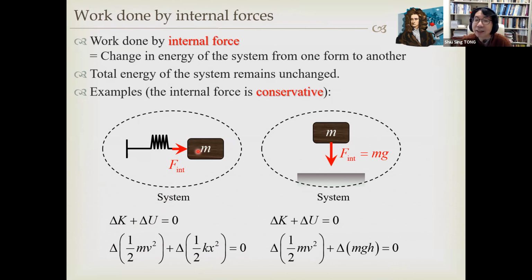Does it make sense? Now, how about this case? The internal force is the gravity force mg. The gravity force mg does work such that there is an interchange between the kinetic energy and the gravitational potential energy. But the two changes added together is 0. And that is the conservation of mechanical energy. Okay.